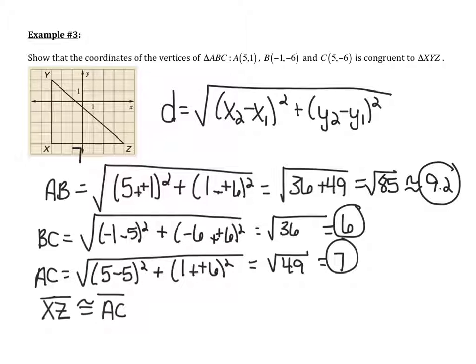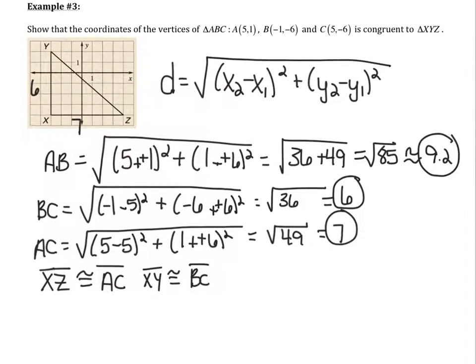Next, let's count the number of units between X and Y. I have 1, 2, 3, 4, 5, 6. Therefore, XY would be congruent to BC. I cannot assume that just because these two sides were congruent to these two sides, the third side is automatically congruent. I also cannot count units between Y and Z since that's a diagonal line. So I'm actually going to have to use the distance formula one more time.